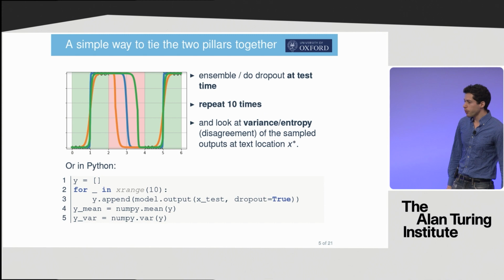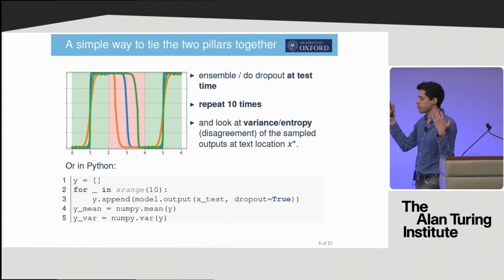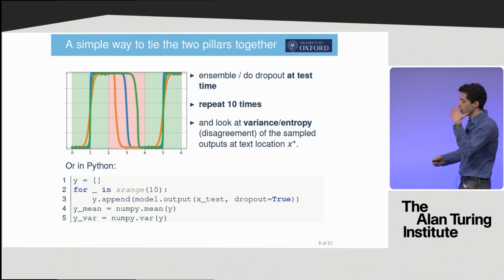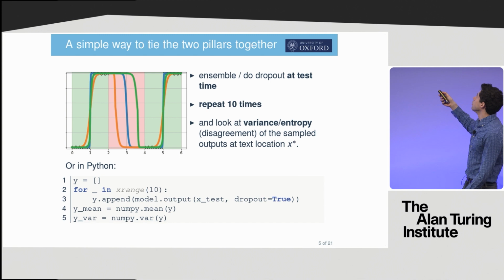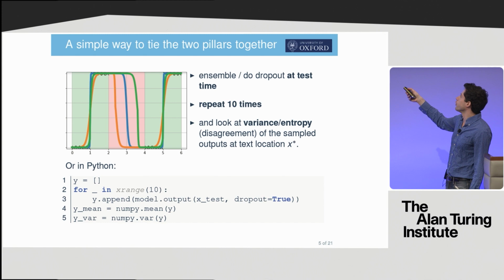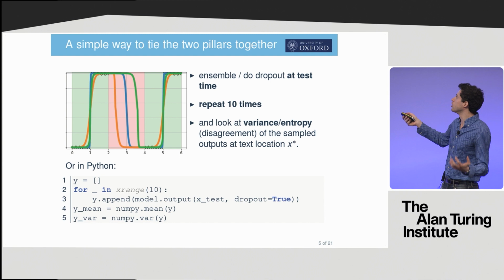Over the past, I think, 7-8 years, we've had lots of innovation in the research and developments in the field that found lots of different ways of tying these things together, tying uncertainty and deep learning, and a bunch of approaches doing ensemble or doing dropout at test time, and just repeating that process 10 times and looking at the variance of the predictions. So basically the disagreement of the samples of the output at some test location X star is one of the simplest ways of trying to get an idea of when the model doesn't know the answer.